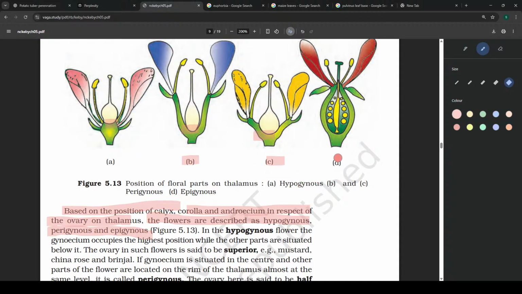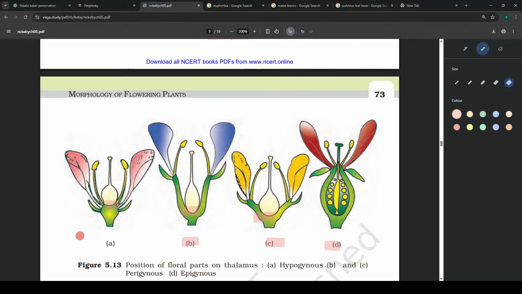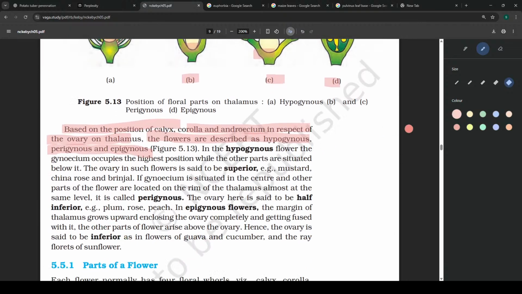And in case of B, we can clearly see the ovary is occupying the lowest position, where the calyx and corolla are above it. It is called an epigynous condition. Here we have a superior ovary, the half inferior or half superior ovary, and the completely inferior ovary. And as for examples, we'll see here.